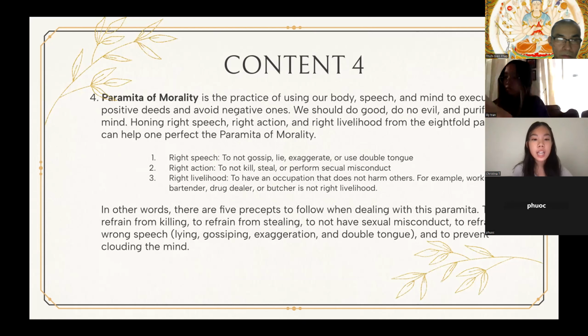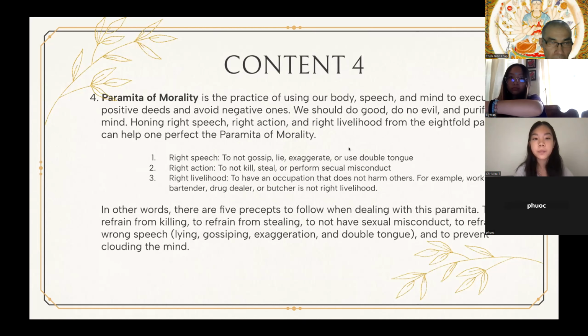In other words, there are 5 precepts to follow when dealing with this paramita: to refrain from killing, stealing, to not have sexual misconduct, to refrain from wrong speech, and to prevent clouding the mind.